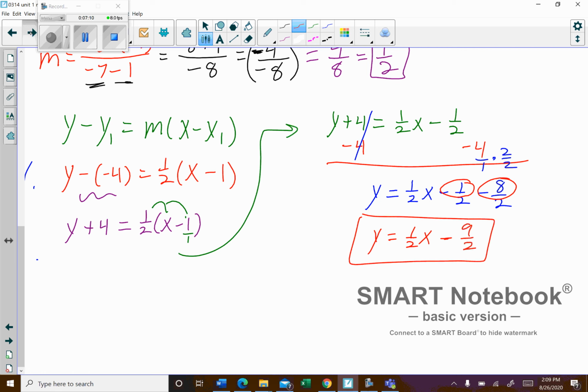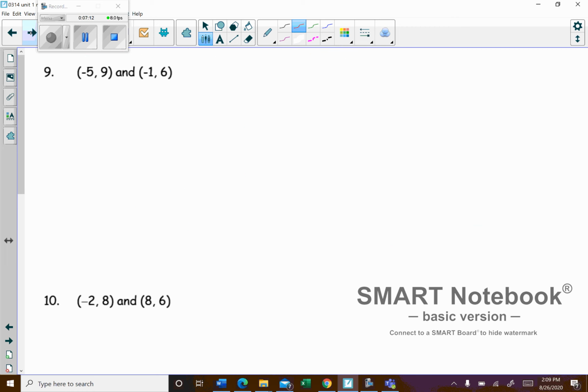All right, so let's look at a few more of these. Okay, so here's another one. So we'll go ahead and label our points. x1, y1. Find our slope to start with. So let's see, 6 minus 9 over -1 minus -5. So on top, 6 take away 9. Basically, that's 6 plus a -9.